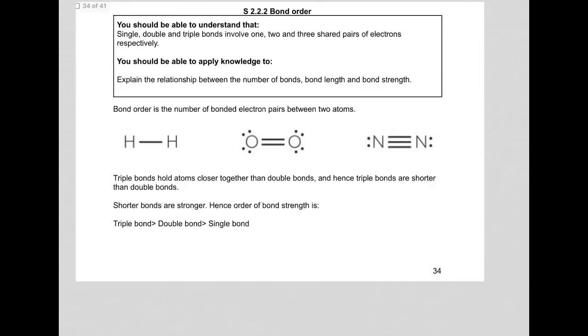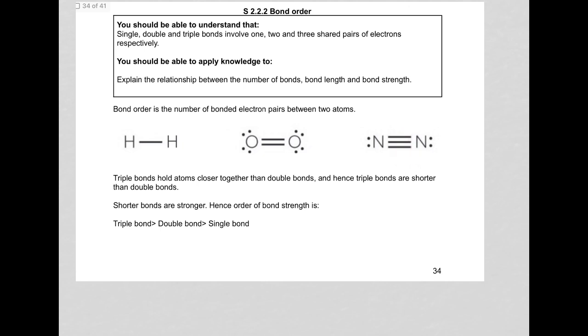Now let's see bond order. Here you are going to look at single, double and triple bonds. Single bonds involve one pair of electrons shared. As you can see here, this is representing 2 electrons, so one pair of electrons shared. This is 2 pairs of electrons shared, and this is 3 pairs of electrons shared.